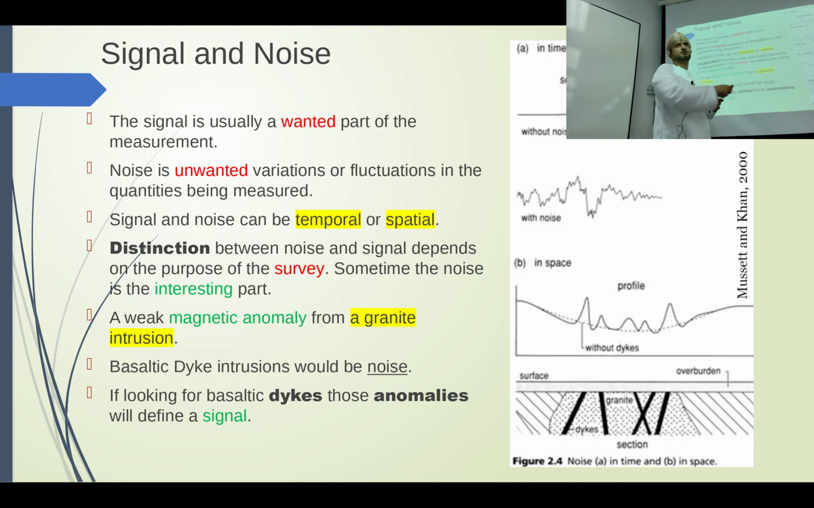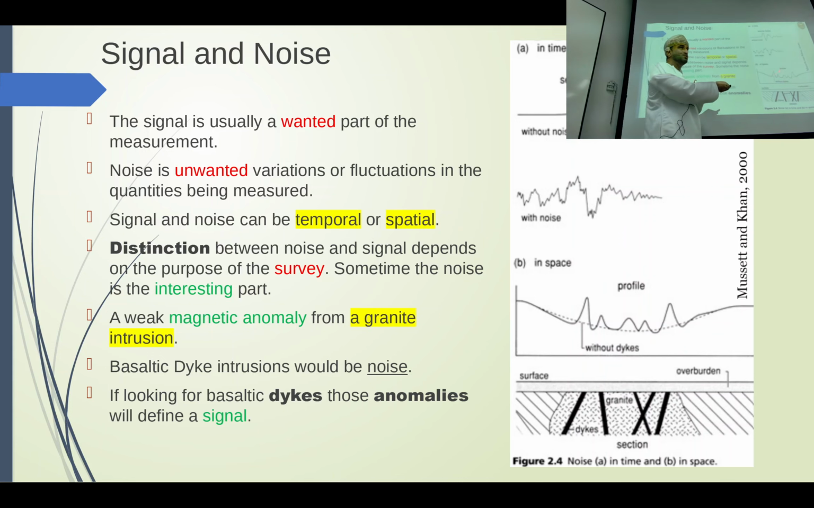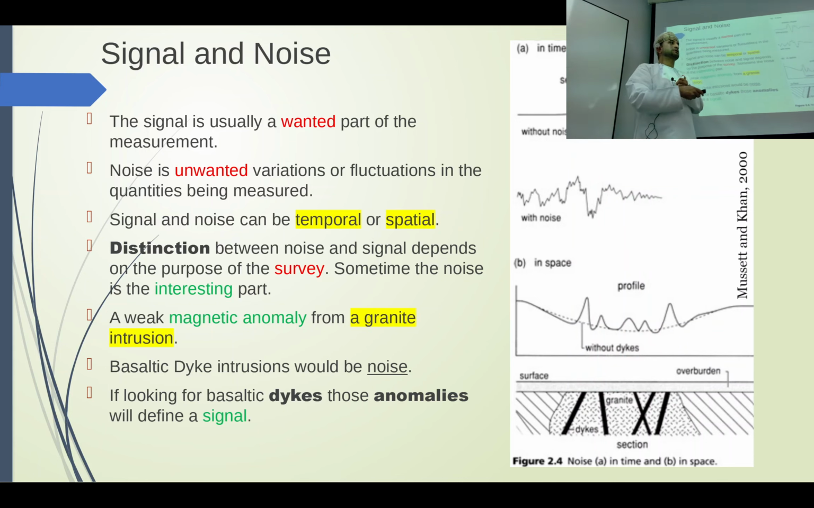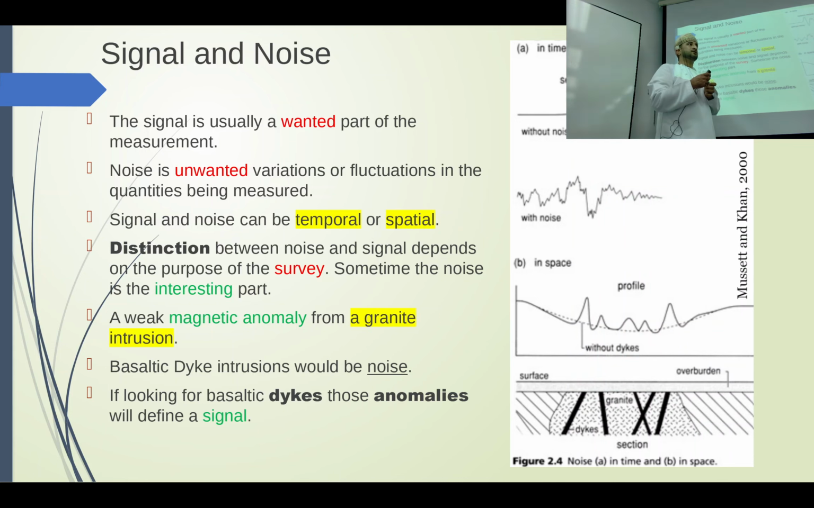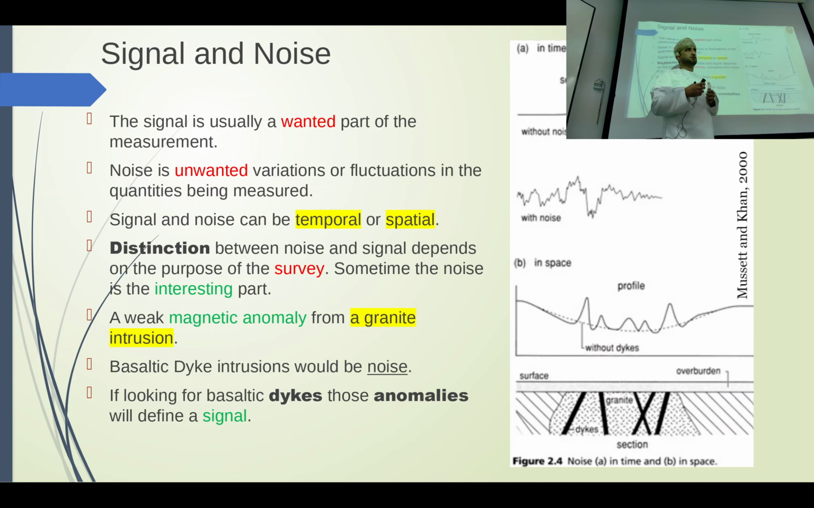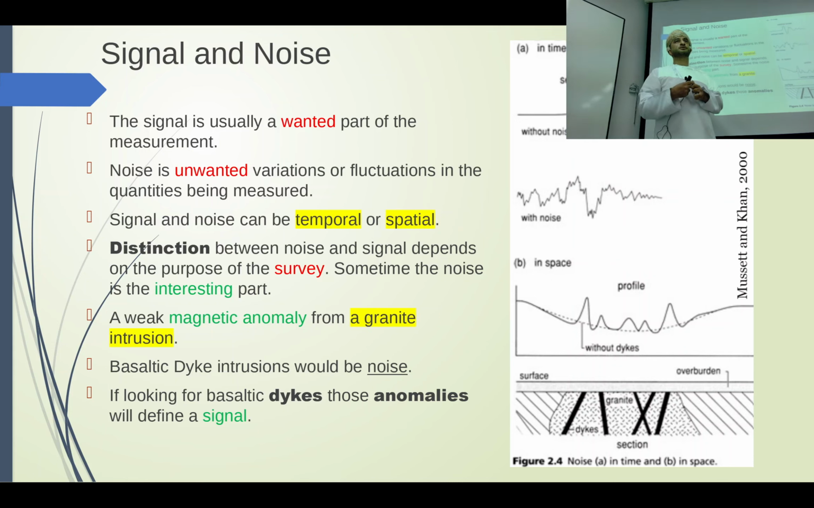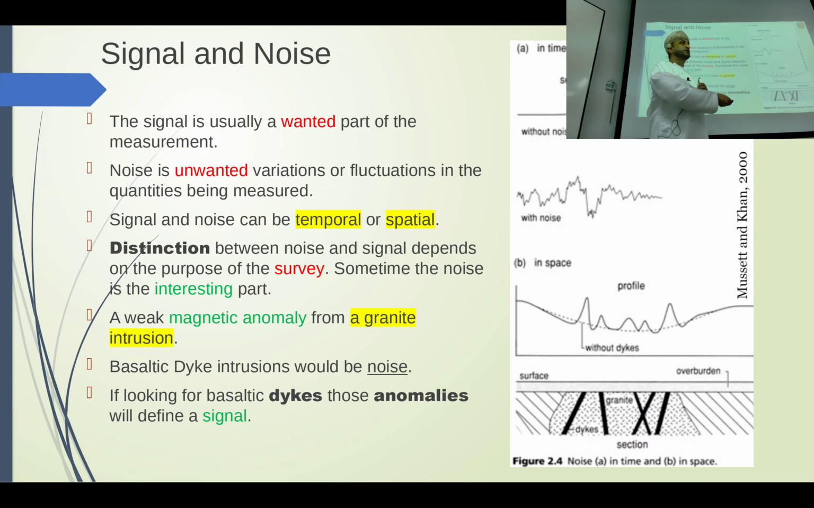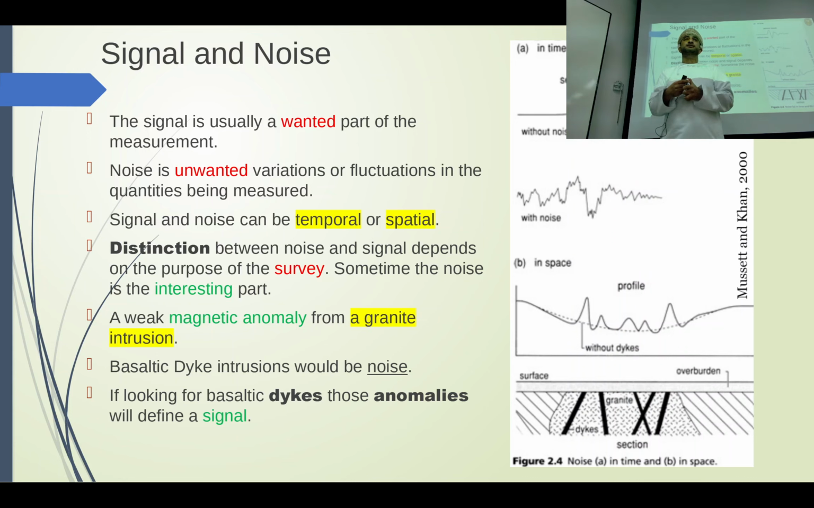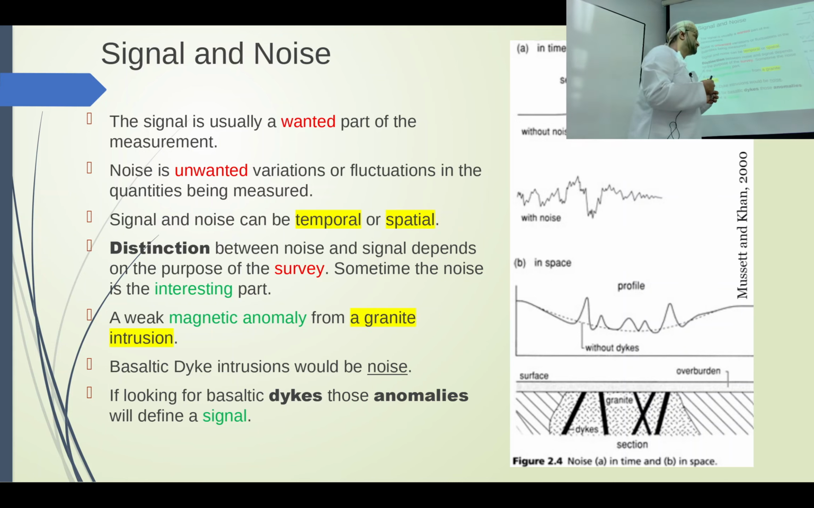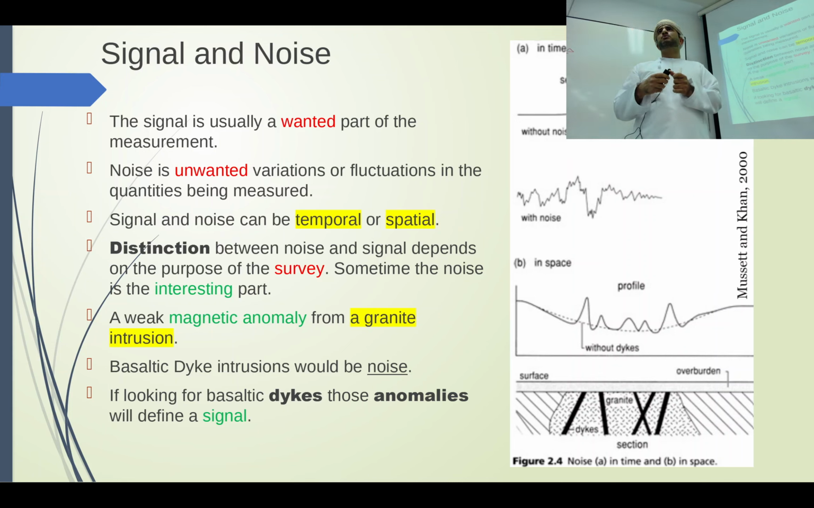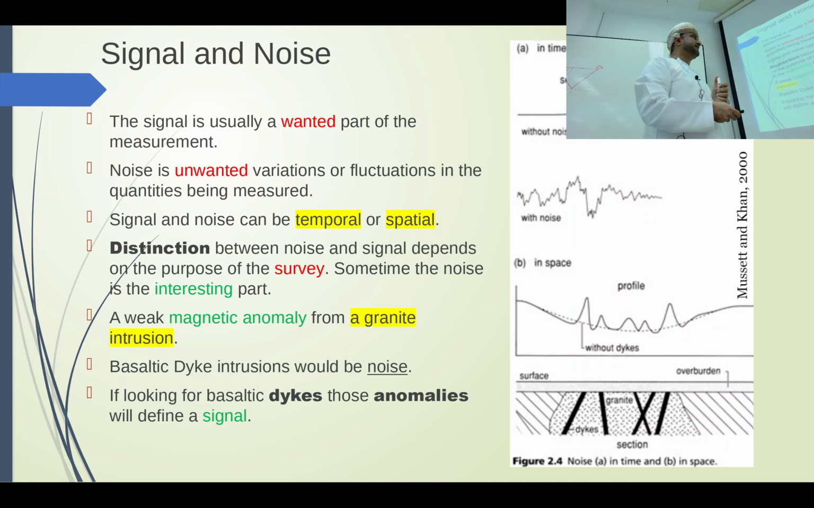So if I'm interested in the granite, those signals, or the change in fluctuation in gravity value produced by the dikes, are the noise. Those are the noises, whereas the depression is what I want; that's the interesting thing to me. That's the signal. However, someone else is not interested in the granite. He's interested in what? In the dikes. Then dikes are the signal. What is signal and what is noise is determined by your objectives. Is that clear? Good.